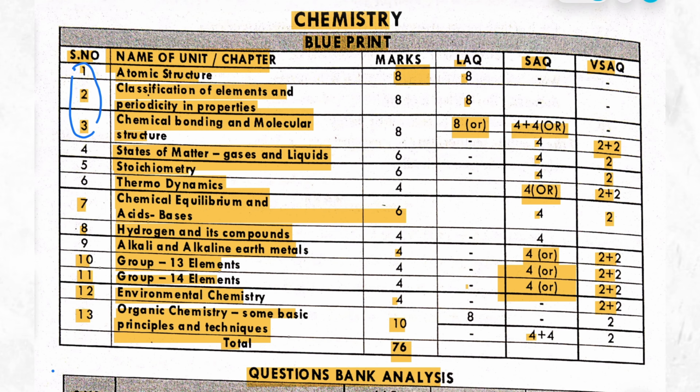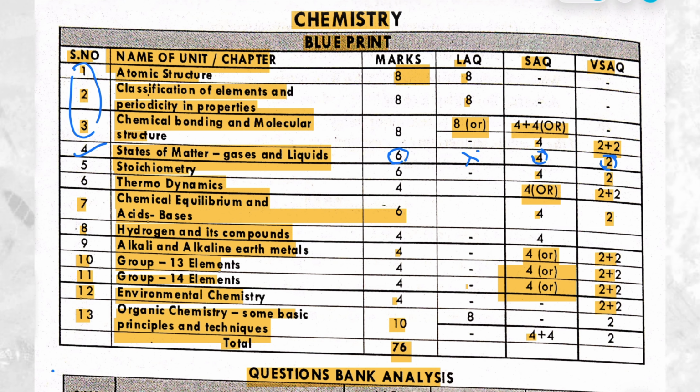Clear, student? Any doubt in this? That's it. So that is the importance of this. Next we will go to states of matter, with 6 marks weightage. 6 marks means no LAQs. Only one SAQ and one VSQ. Don't forget. One SAQ and one VSQ.